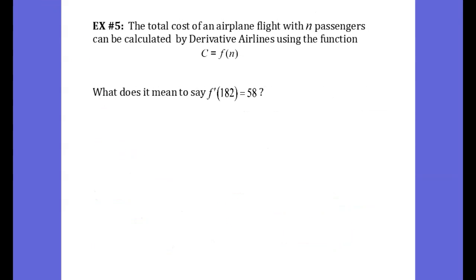Let's look at example 5. Here we're told the total cost of an airplane flight with n passengers can be calculated by derivative airlines using the function c equals f of n. What does it mean to say f prime of 182 equals 58? So c prime of 182 is equal to 58 means, and so since c prime is the derivative of c, this is going to be a cost in dollars per whatever the unit is that our function is. But remember that our function is actually going to be of the total number of people. And so this means that C prime is going to give us a cost per person.